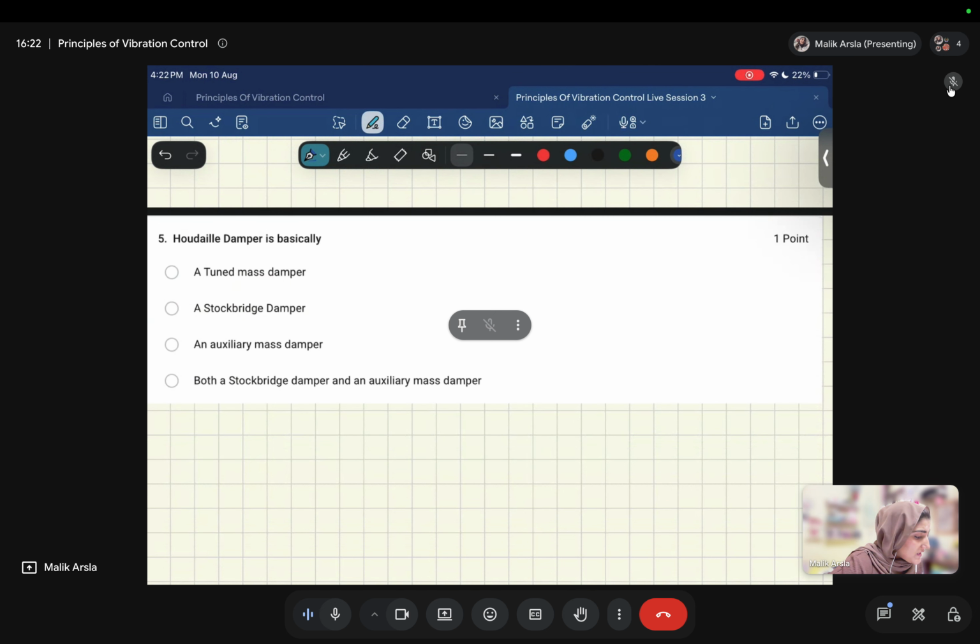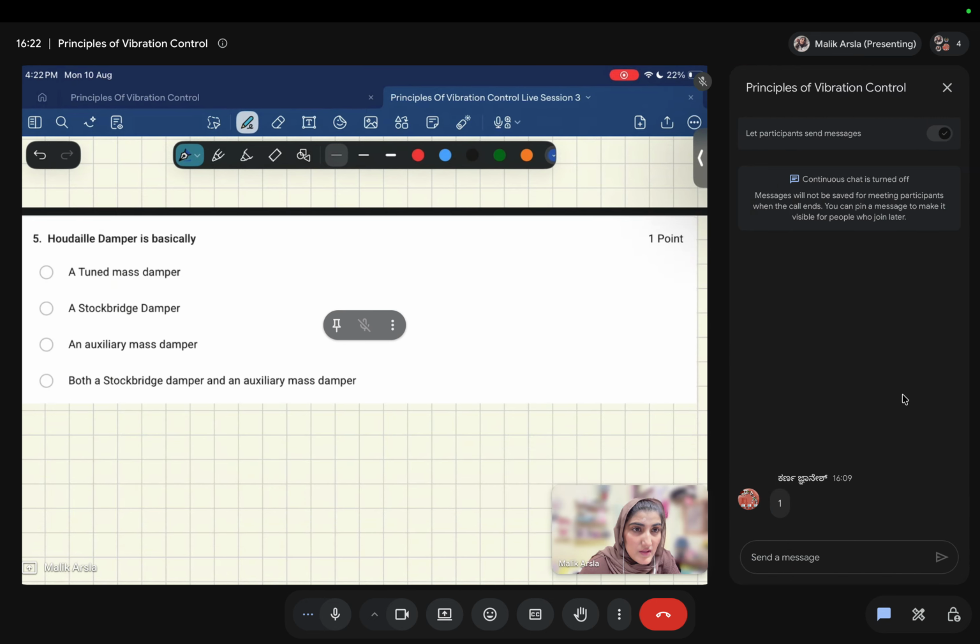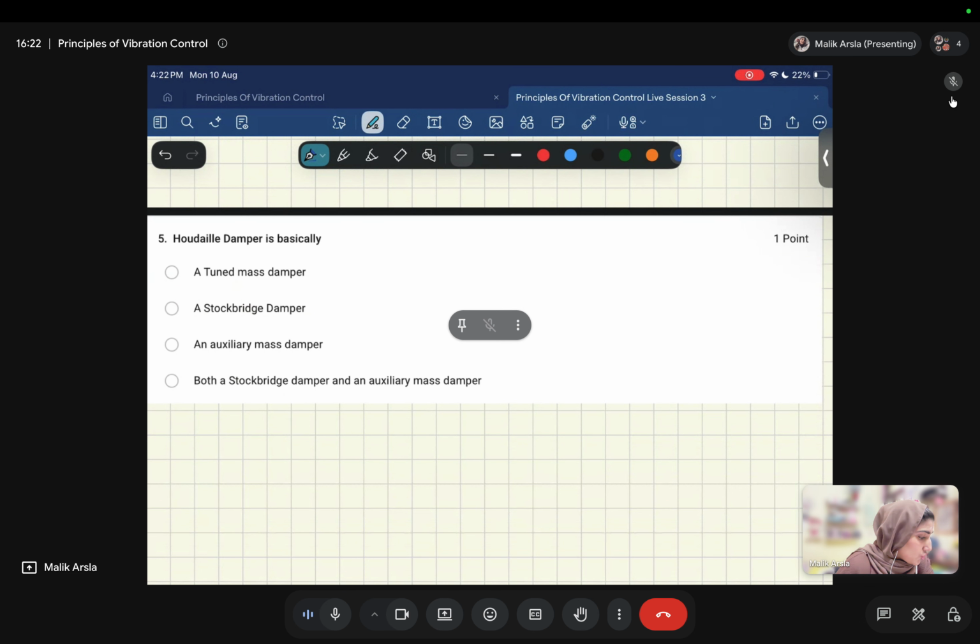A Hodel damper is basically a tuned mass damper, a Stockbridge damper, an auxiliary mass damper, or both a Stockbridge damper and an auxiliary mass damper. So would anyone like to tell me what is a Hodel damper? Anyone?